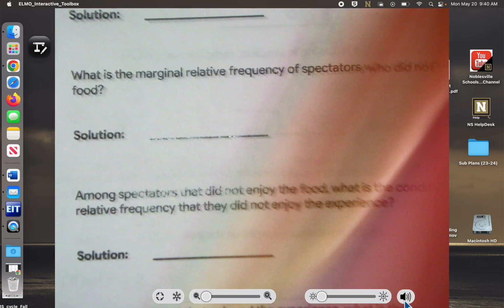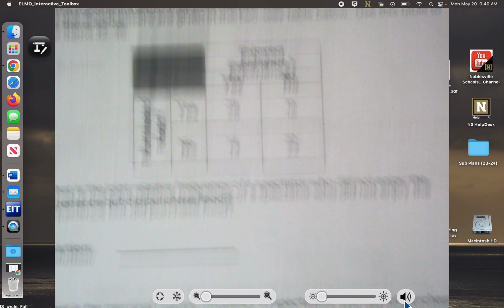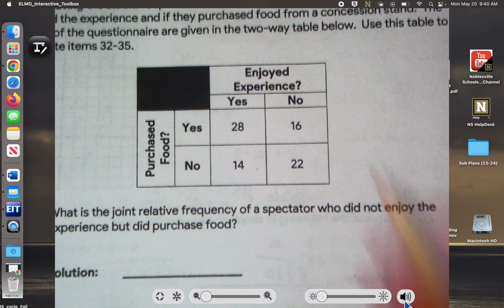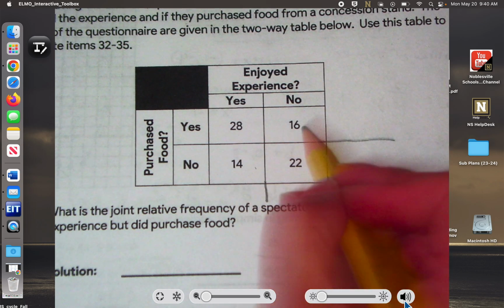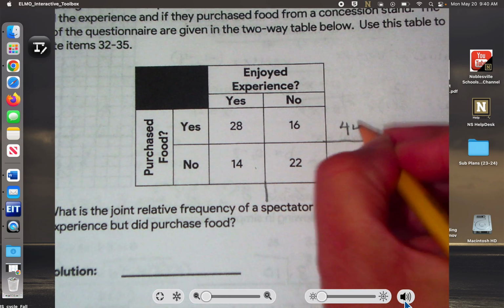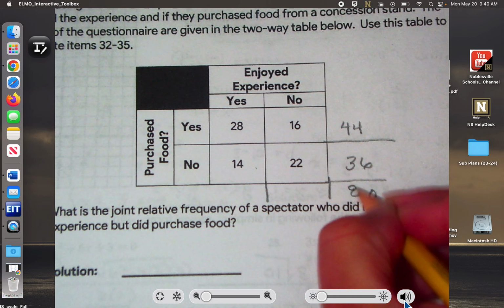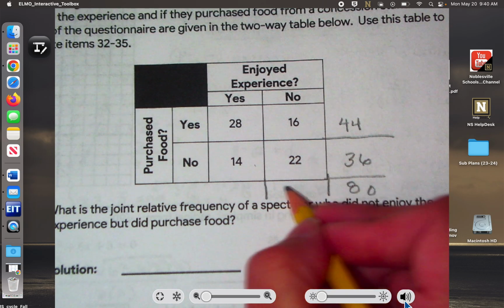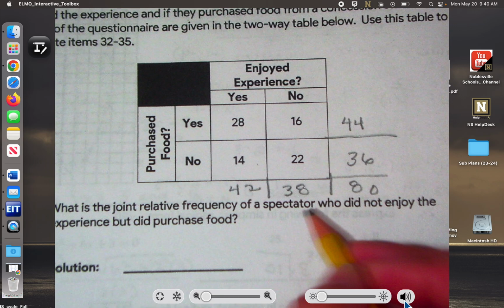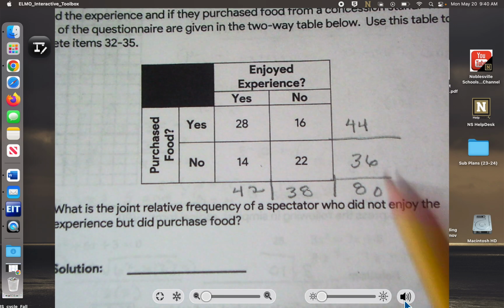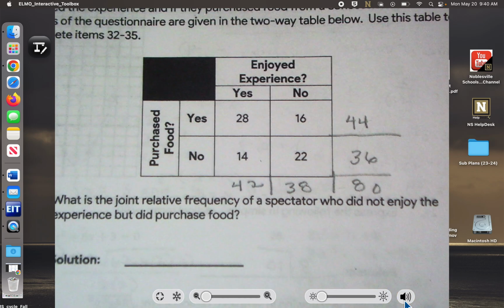Oh, everybody's favorite. We've got some frequency tables. Okay, remember the first thing I told you guys to do was fill these in. Right, so this is going to be 44. This will be 36. So that equals 80. This is 38 plus 42. That will also equal 80. Remember, you want this column and this row to add up to the same.